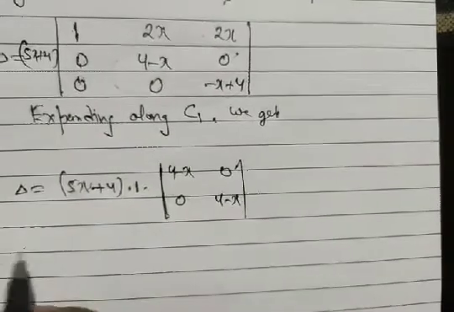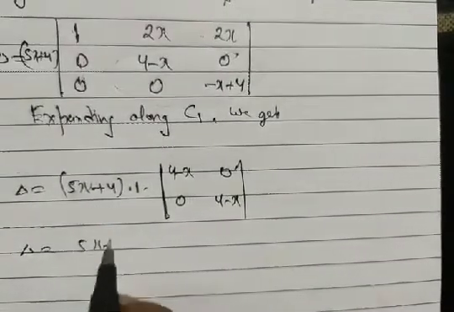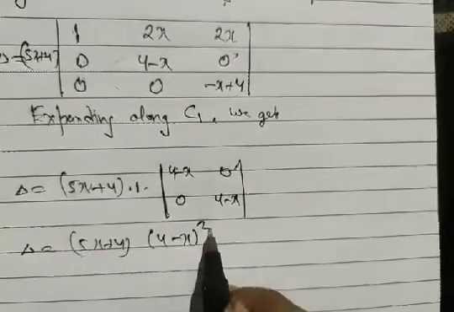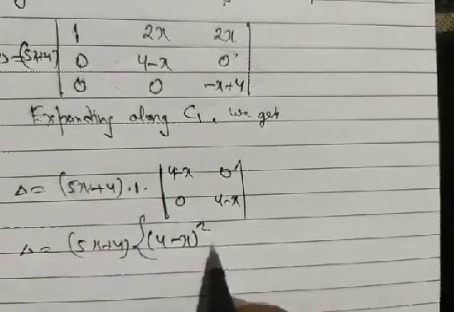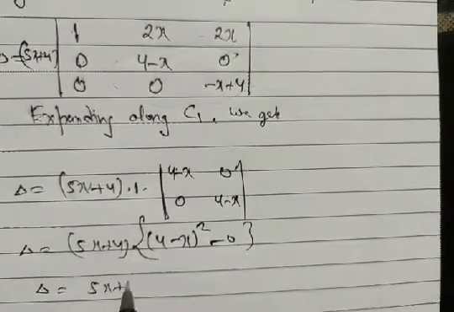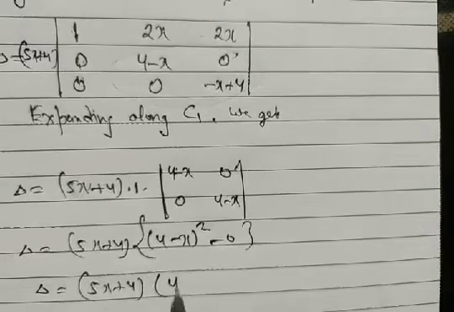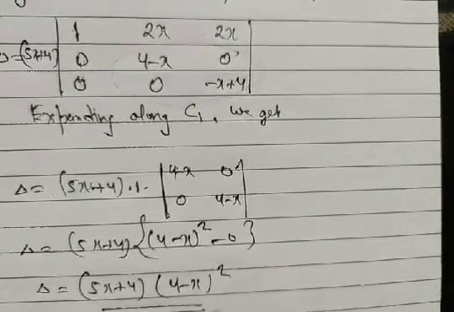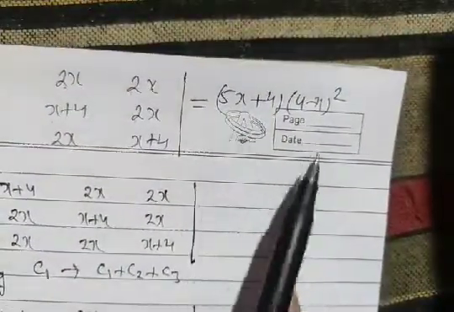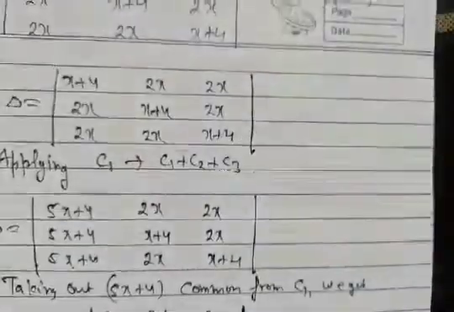Now we solve it. Delta is equal to 5x plus 4 times (4 minus x)(4 minus x), that is 4 minus x whole square, minus 0. After solving we have 5x plus 4 into 4 minus x whole square. This is our required result. We needed to prove that delta is equal to 5x plus 4 into 4 minus x whole square. Now we proceed to our next problem.